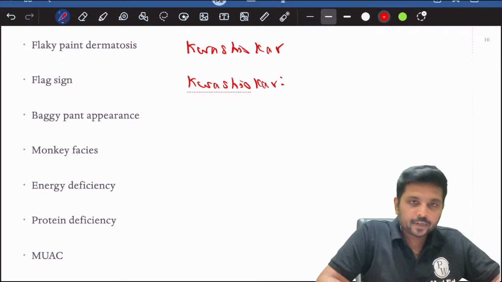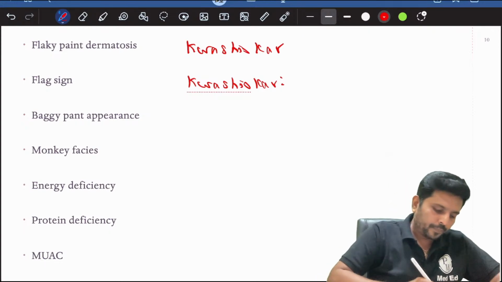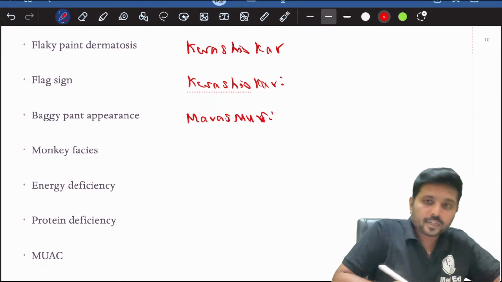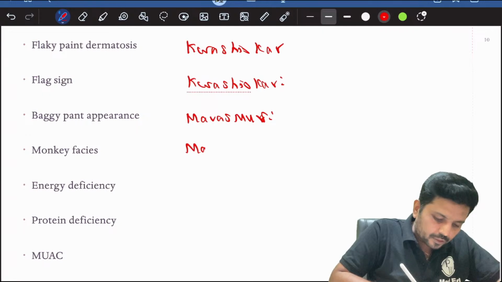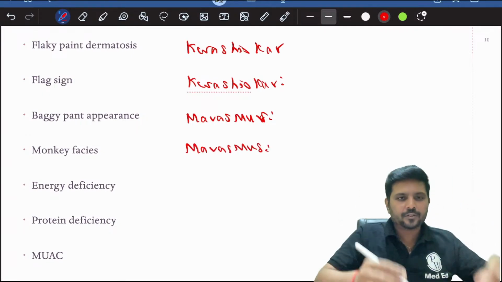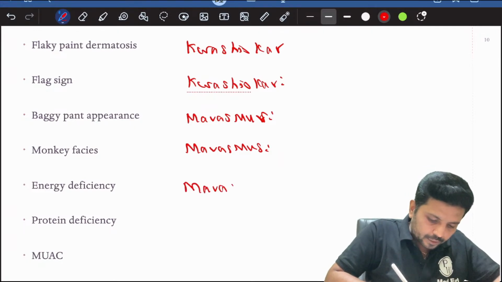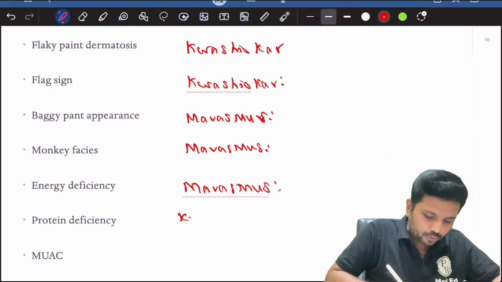So flaky paint dermatosis and the flag sign both occur in kwashiorkor. Marasmus is due to loss of subcutaneous fat. Monkey facies in marasmus is due to loss of subcutaneous fat in the face. Energy deficiency leads to marasmus, whereas protein deficiency leads to kwashiorkor.